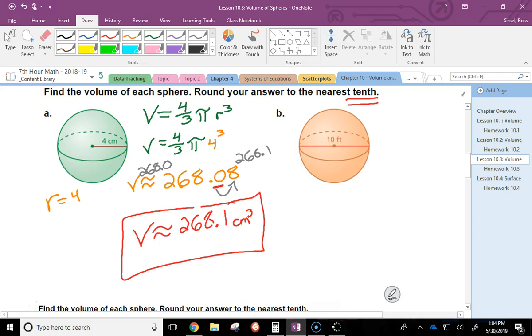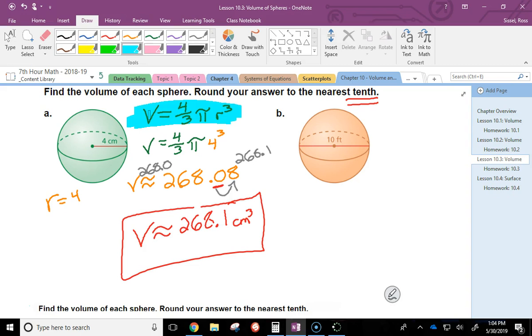Any question on how we did that in our calculator? Yes. In this equation, this is the equation that you will use for all spheres. The only thing we did was substitute in what r was. We said r was 4, so we substituted that in there. It's a good question. Okay, what's different on B?